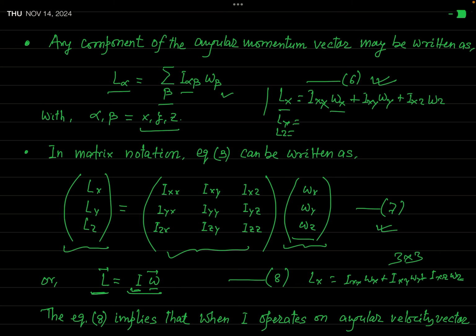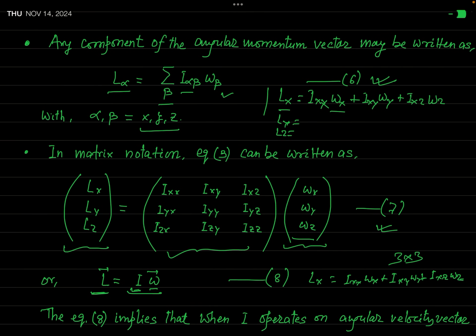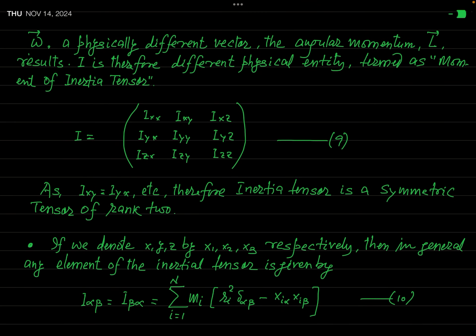That is L, which is the angular momentum vector. You can see I have written here that equation 8 implies that when I operates on the angular velocity vector omega, a physically different vector, the angular momentum vector L, results. I is therefore a different physical entity and is termed the moment of inertia tensor.